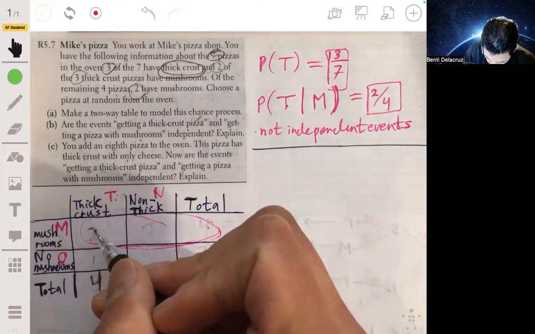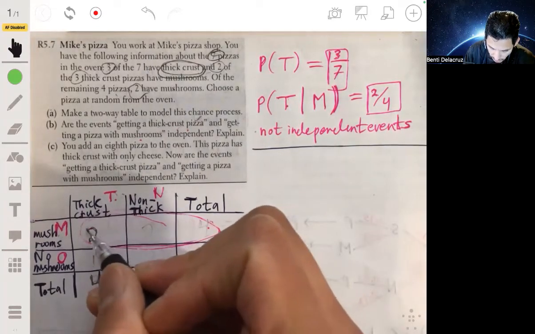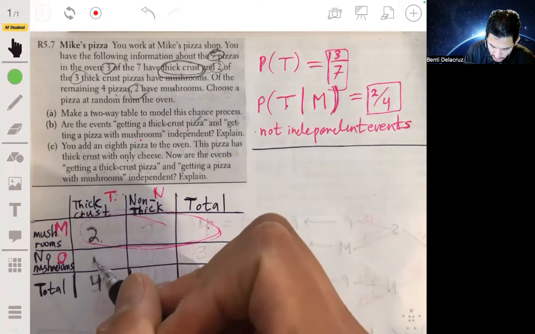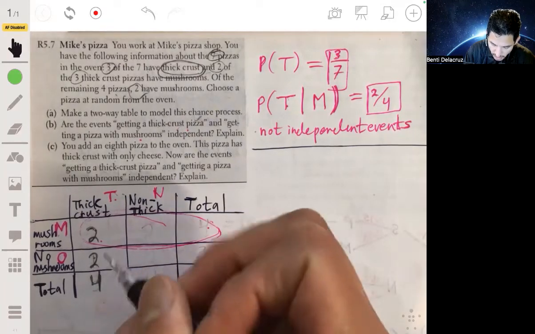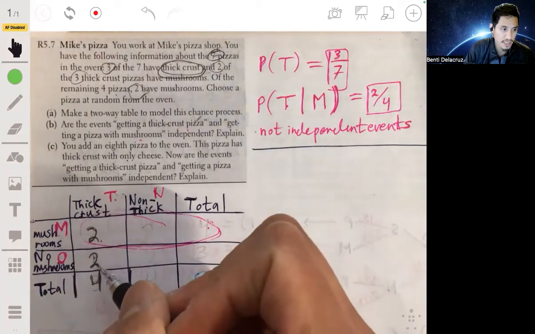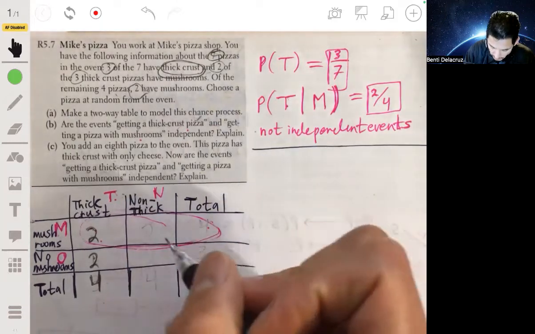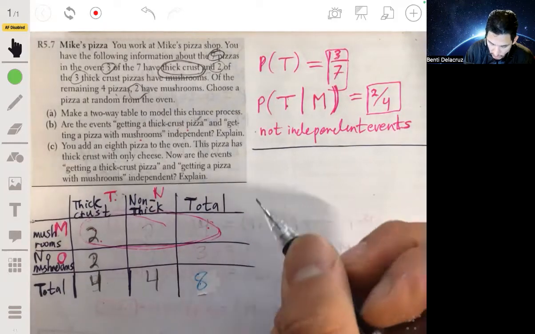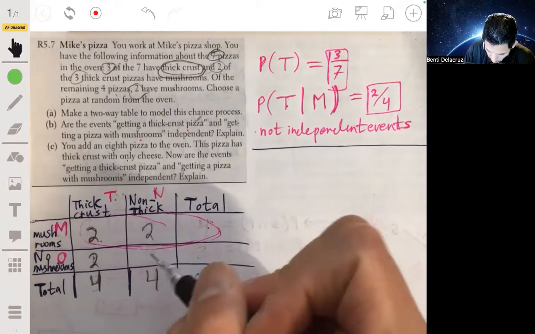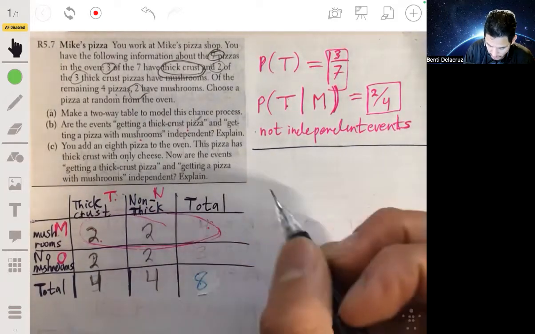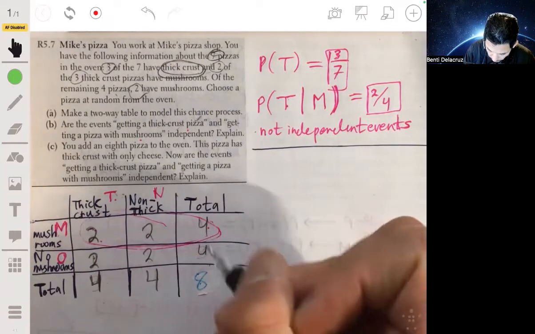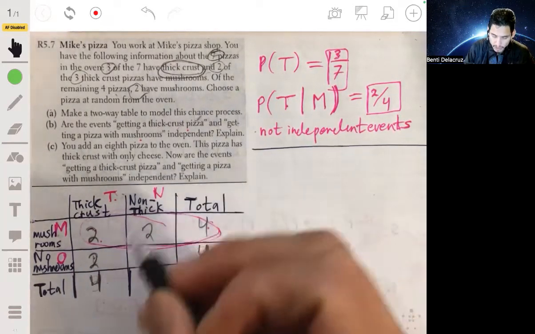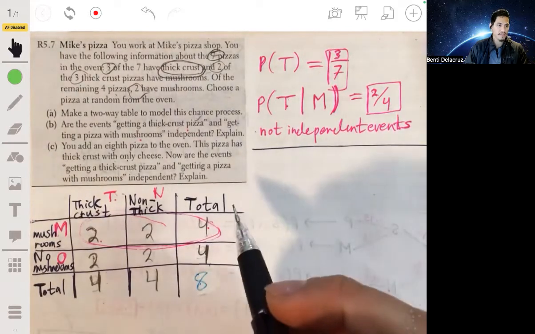So this 2, I actually didn't need to erase all of them. So this 2 doesn't change. This 1 here is going to change. We're going to have 2 there because that's the one with only cheese and no mushrooms. And the rest, again, this 4 is going to be here. The rest won't change because that's the only additional pizza you're given. So 4 and 4. So our new probability table is going to be this.